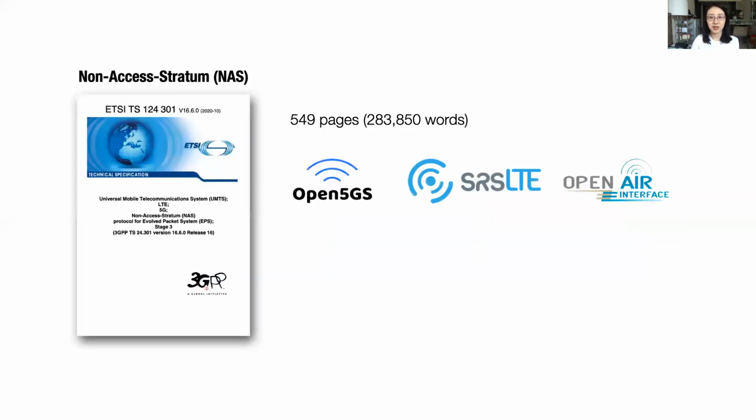Running our system on the S protocol, which includes more than 500 pages and 220,000 words, we found 7 vulnerabilities in the Open 5G simulator and 10 vulnerabilities in the srsLTE and OpenAirInterface, respectively. All of them are new vulnerabilities.